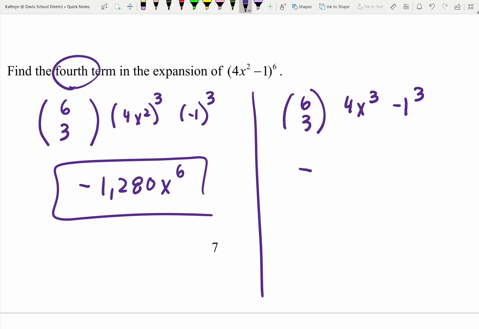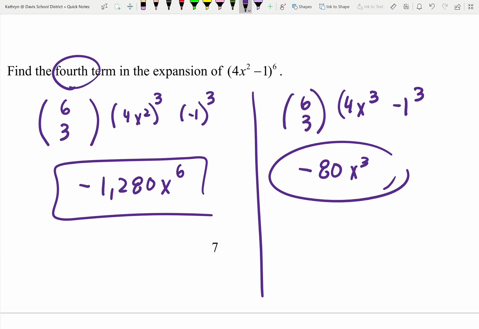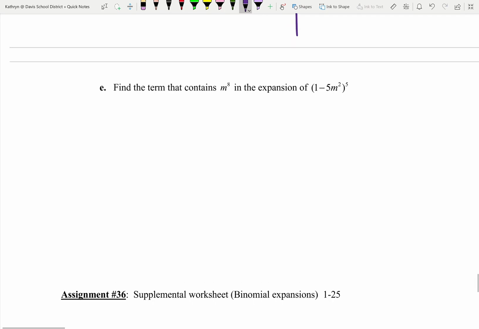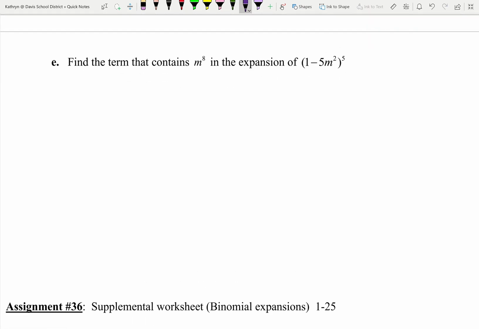This is a 20. They take 20 and multiply it by 4 and get negative 80 x to the third. Biggest mistake. What did they do wrong? They didn't cube the 4. The whole thing, you know, squared or whatever that is. You get the idea. They didn't cube that 4. Okay. The last question.